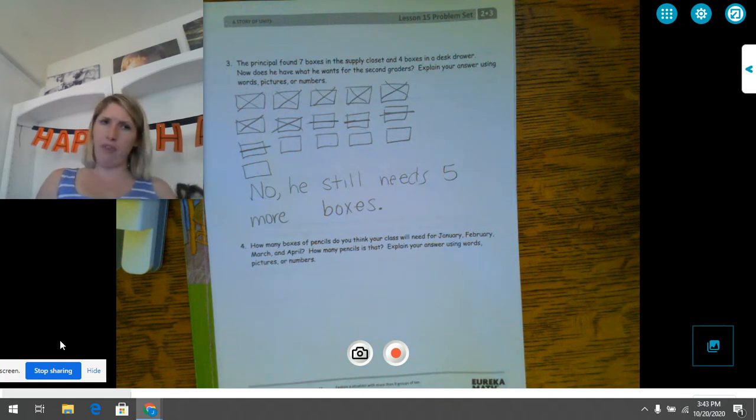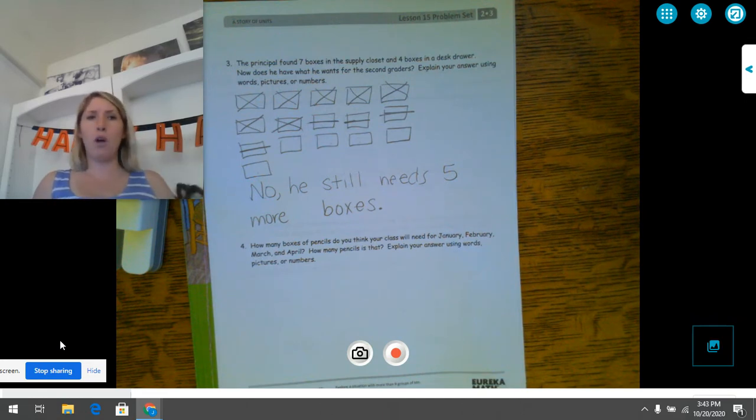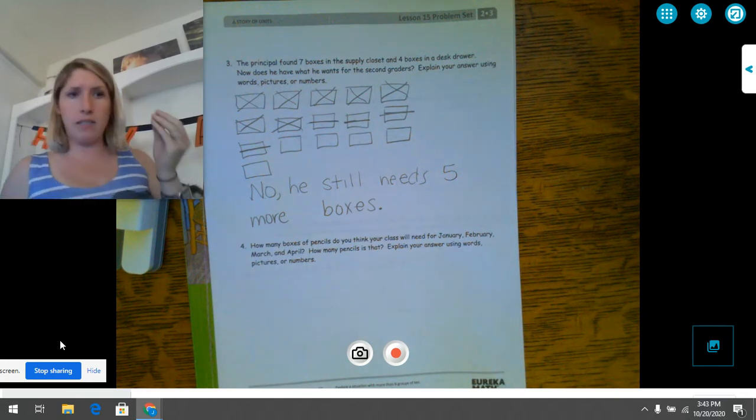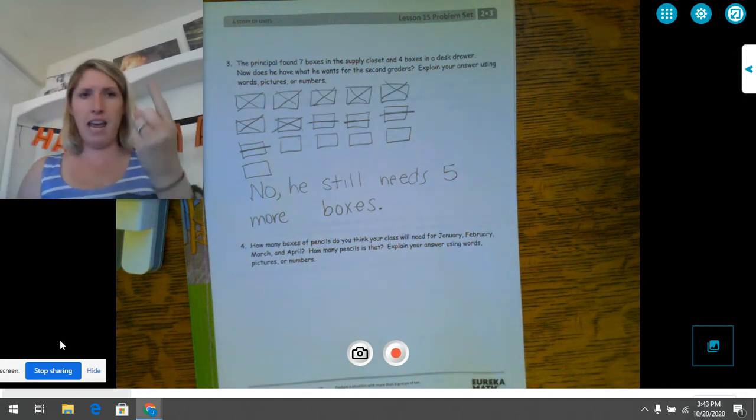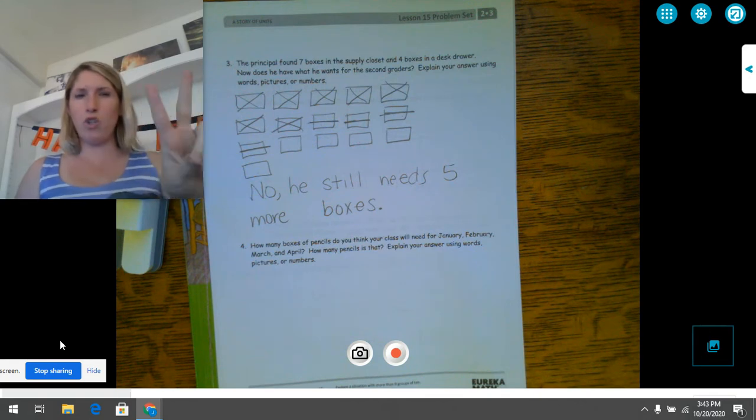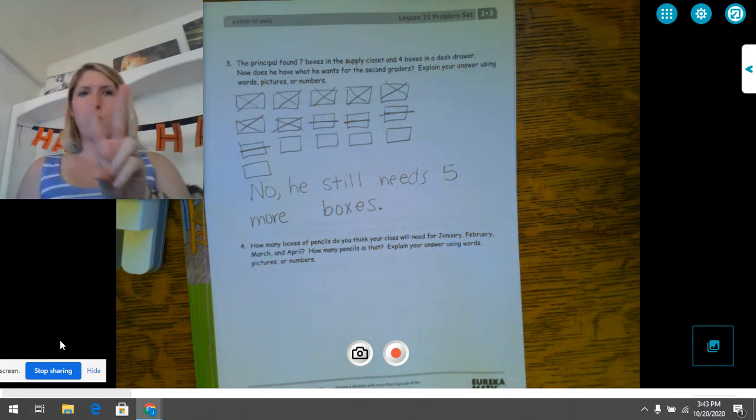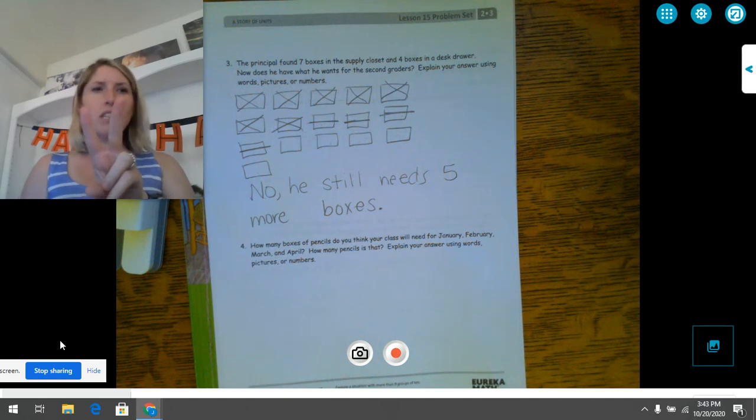Well, let's think about that. So that's 4 months they're asking you for your class. And most of our classes have about 25 kids in them. So if we're going to say 25 kids and pencils come in boxes of 10, 10, 20, would 2 boxes be enough for a class of 25 kids? It would not. That would only be 10, 20.